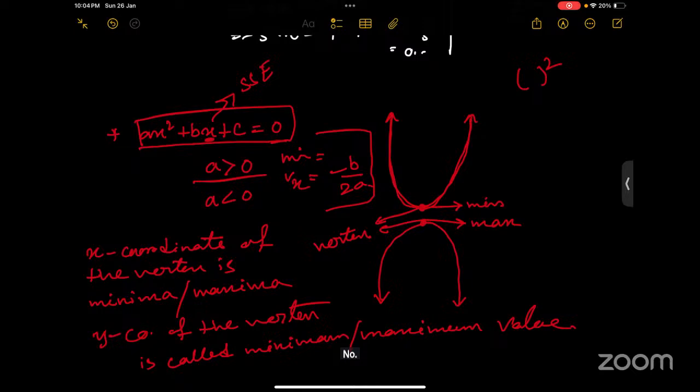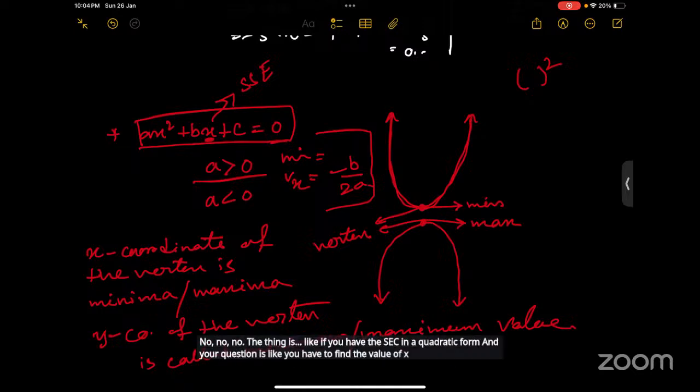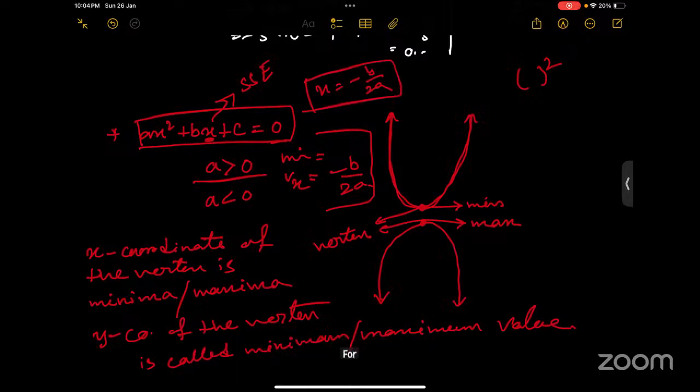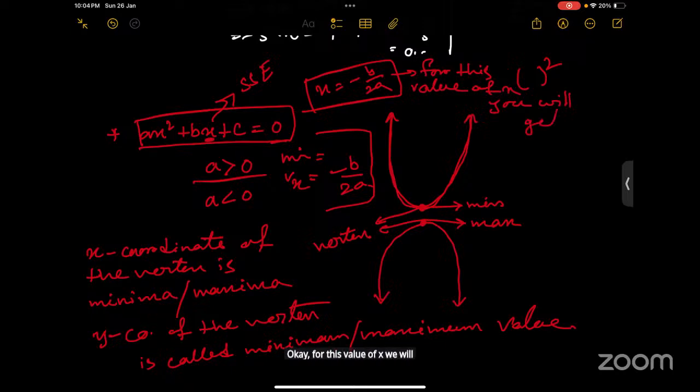No. If you have the SSC in a quadratic form and your question is to find the value of x such that your SSC becomes minimum, then the value of x will be minus b by 2a directly. For this value of x, we will get the minimum SSC. And the SSC will be minus d by 4a, right?